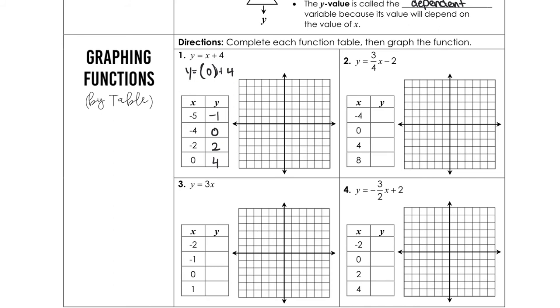so I can go ahead and just put arrowheads on the end. So we go to the point -5, 1, 1, 2, 3, 4, 5, down 1. We go to the point -4, 0. We go to the point -2, positive 2. And we go to the point 0 and then 4. So up 1, 2, 3, 4.